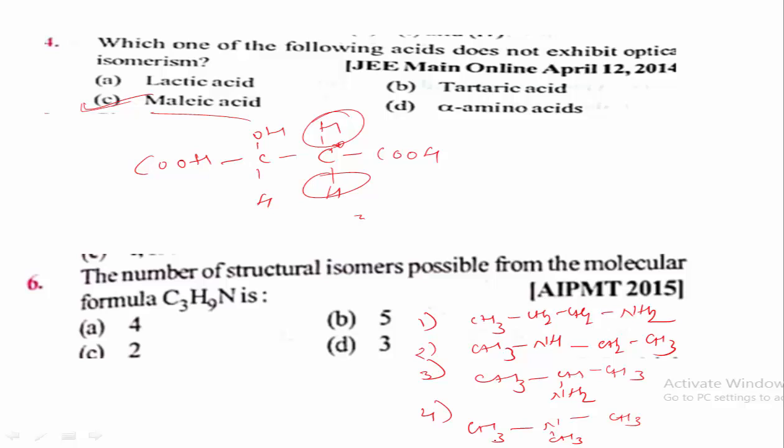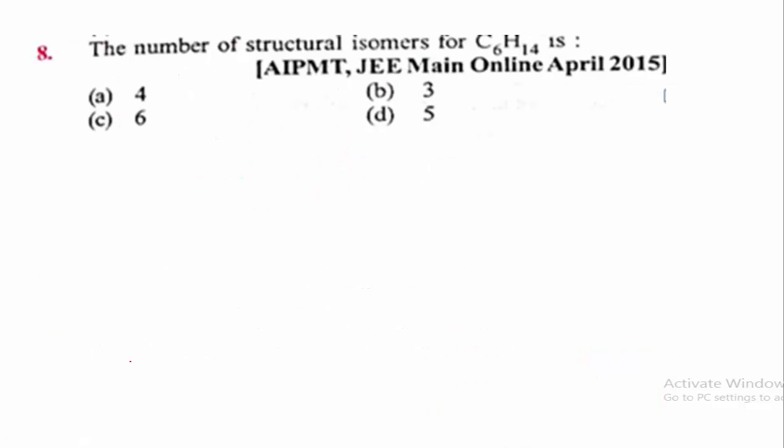Okay, therefore the correct answer for this question is option A. Option A means 4 structural isomers are possible for the compound containing molecular formula C3H9N.